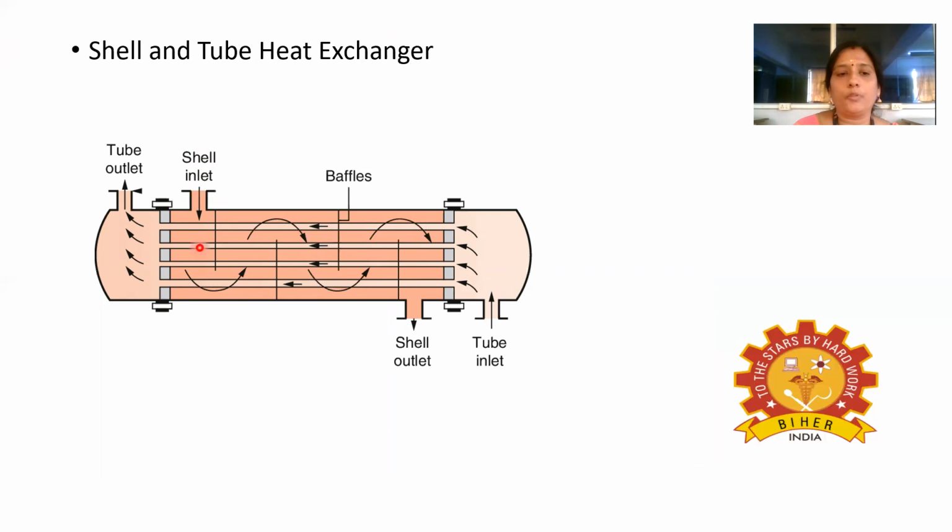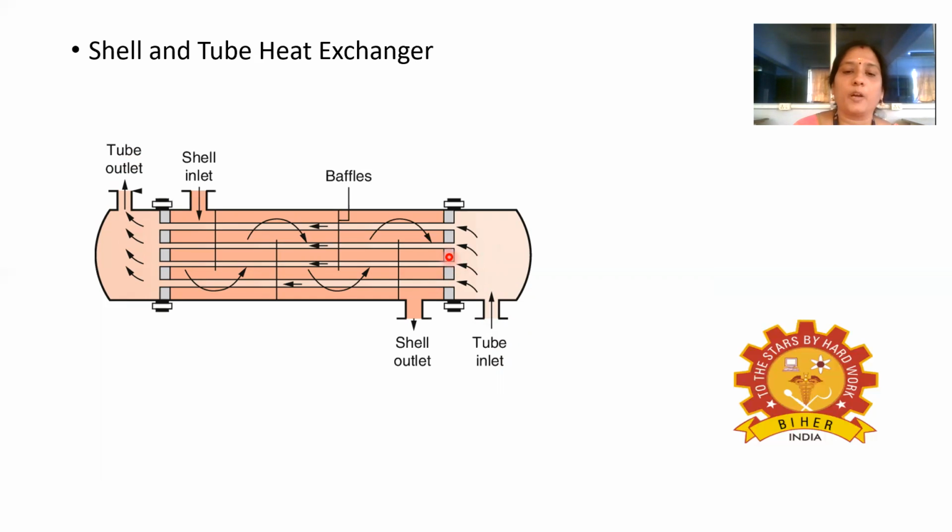and it will take its diversion, and it will be flowing like this. So if you increase the number of baffles, then we can increase the number of passes in the shell. Here it is a single pass, because we are not increasing the number of passes in the tube side. So whatever tube side liquid is entering here will pass only one time through this tube, and it will go to the outlet.